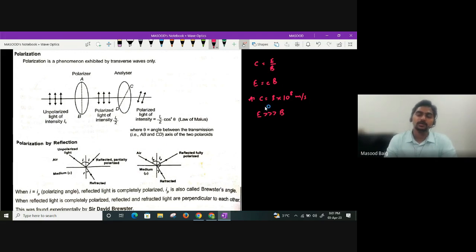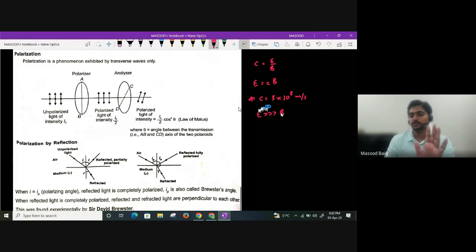Right. So if light is consisting of oscillations of electric field, and the electric field vector is oscillating in n number of randomly oriented directions, such type of light will be called unpolarized light, guys. Right? And if light contains electric field directed in one particular direction, guys, then such type of light will be called polarized light. So the phenomenon of conversion of an unpolarized light into a polarized light is called polarization. Is that clear, all of you?